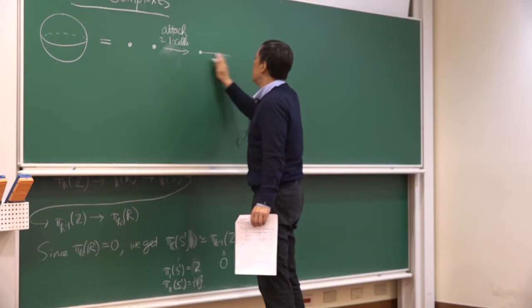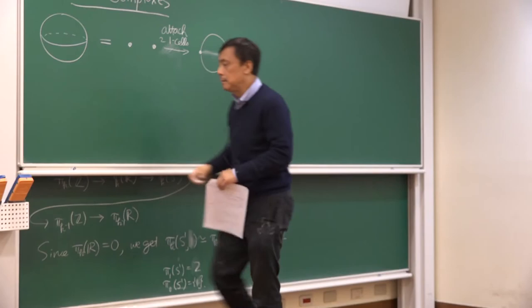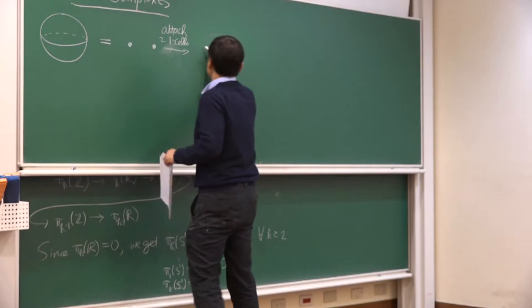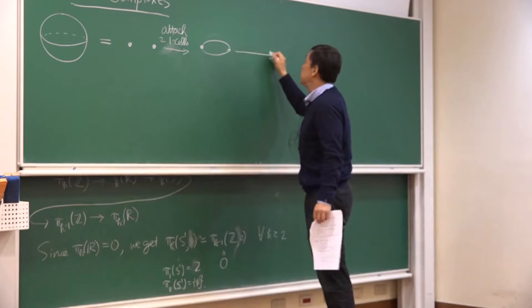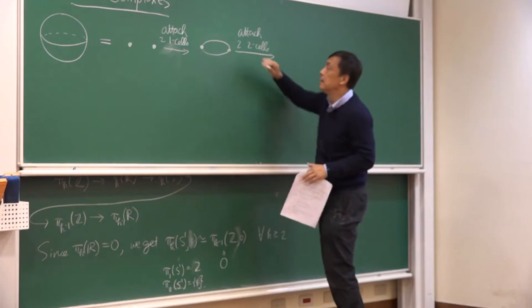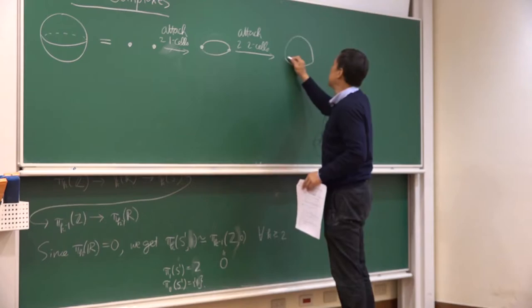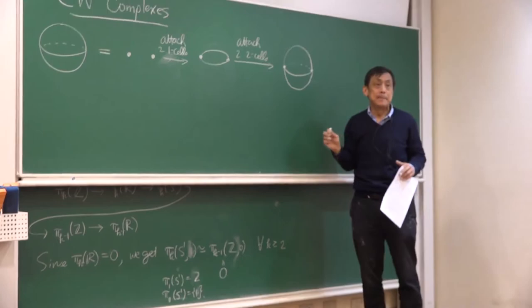So one cell there and one cell there. Then you get a circle. Let me draw it differently because I want it to be the equator. And then you attach two cells. A two cell is a two-dimensional disk. So you put a two-dimensional disk on the top, and another one at the bottom, and that gives you the two sphere. So that's how you construct the CW complex.